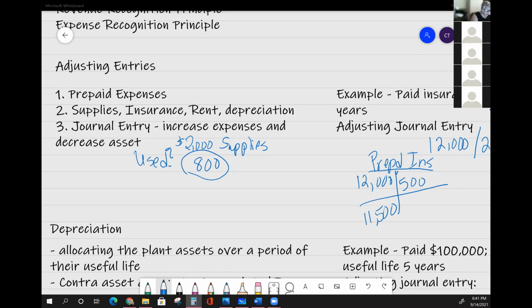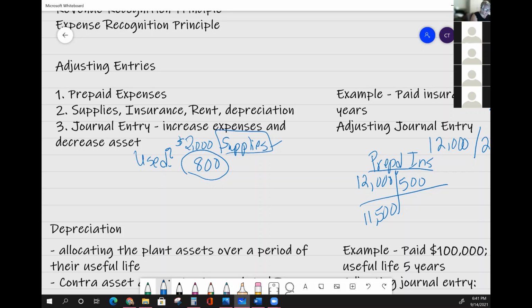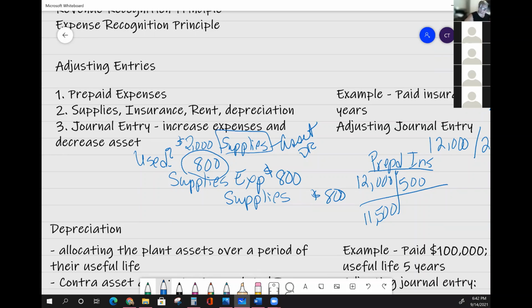So when I do my journal entry, I have my supplies. Supplies is an asset account, so it's sitting as a debit on my books. When I want to decrease that account, I have to credit it. What is my debit? Well, I need to expense the part that I've used. So it will be supplies expense for $800. That's where I'm going to expense it. That's my debit. And then I'm going to reduce my supplies account by 800. So that would be an adjusting entry for supplies.